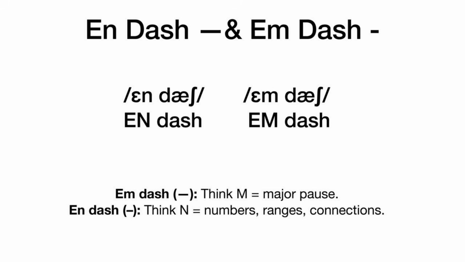All right, next we have the N dash and the M dash. Oh, I see at the top there, I have a mistake. So ignore that. Look at the bottom. The M dash is longer. Think of it as a major, like the letter M, major pause. An N dash, think of it for numbers and ranges and connections. Like your network, we're going to have all of those connections, that N, that go together.